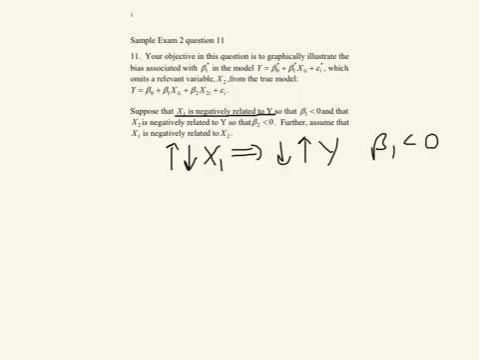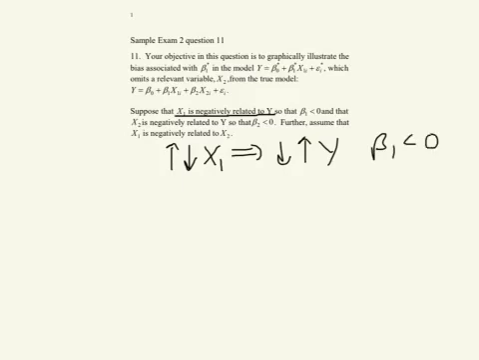Alright, so here's question 11 from sample exam 2 that we looked at on April 3rd, Thursday. That was yesterday. I'm going to summarize the information that you're given here. So you've got x1 is negatively related to y. That means if I increase or decrease x1, that would imply a decrease or increase in y, and that's beta 1 is less than 0.